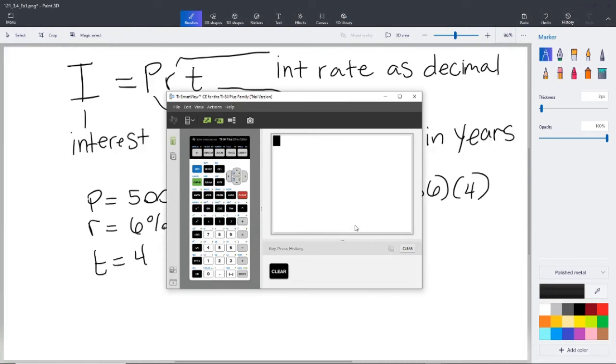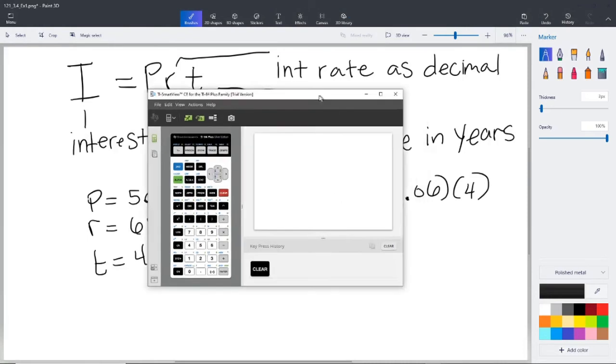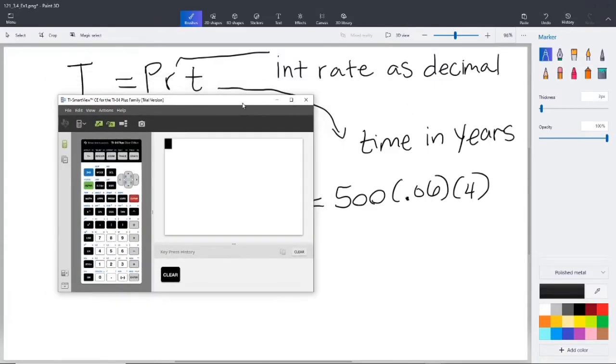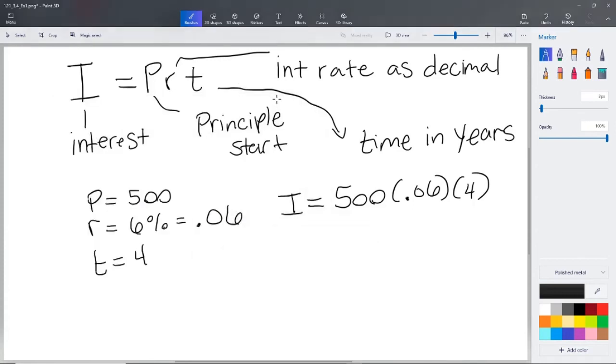And we're going to say that we have, let's move it so we can see what we have here. We have 500 times 0.06 times 4. And it looks like the answer is $120. Let's go back here and let's say that the answer is equal to, give it context, $120. And we just did our own simple interest.